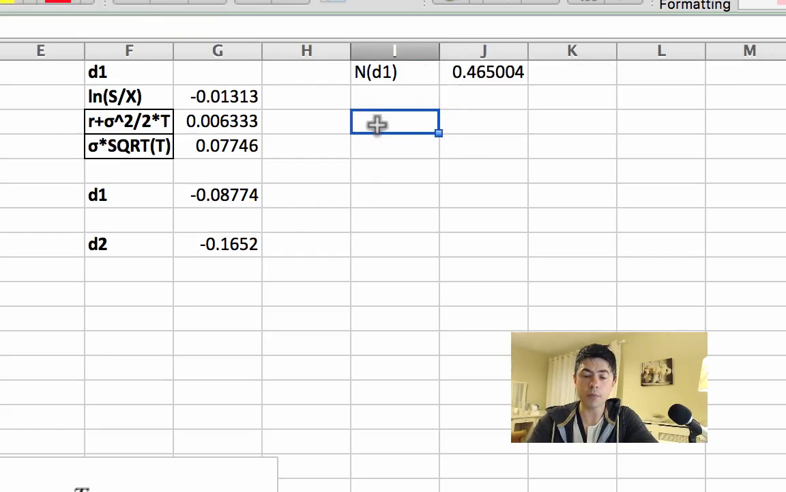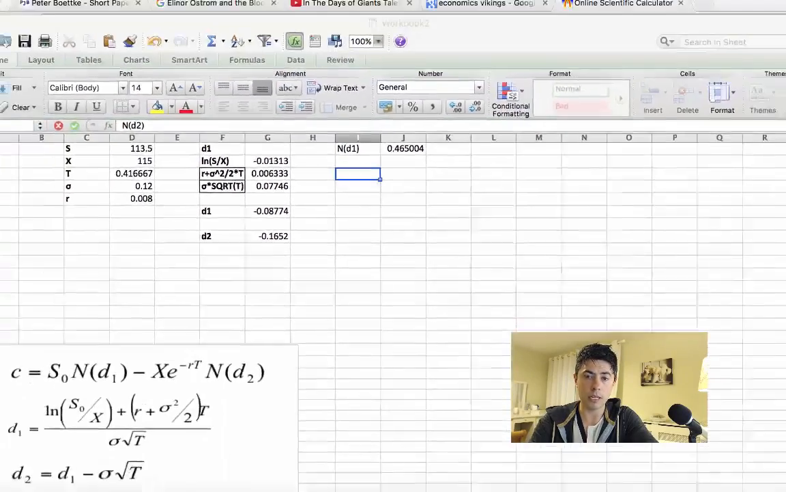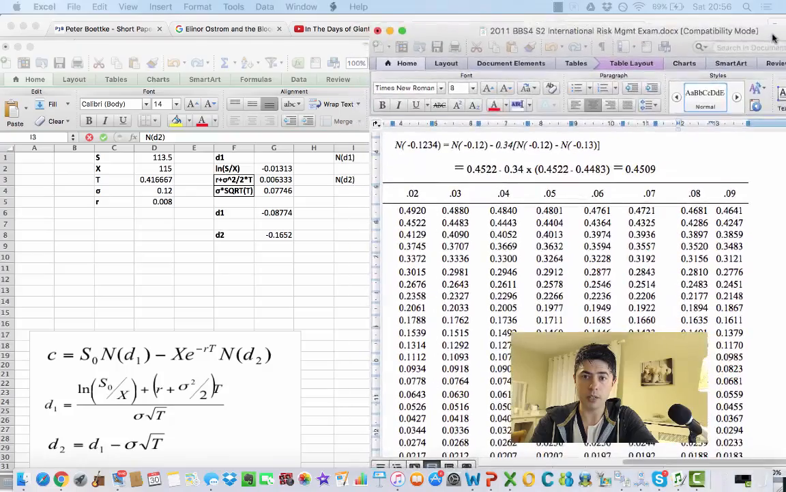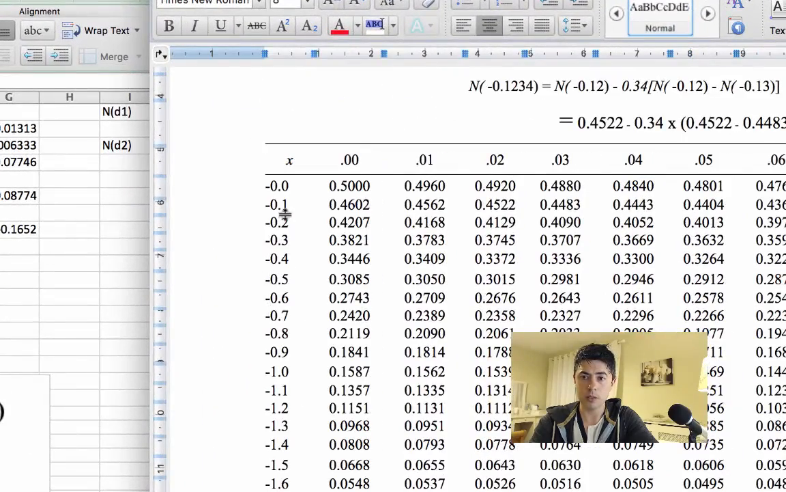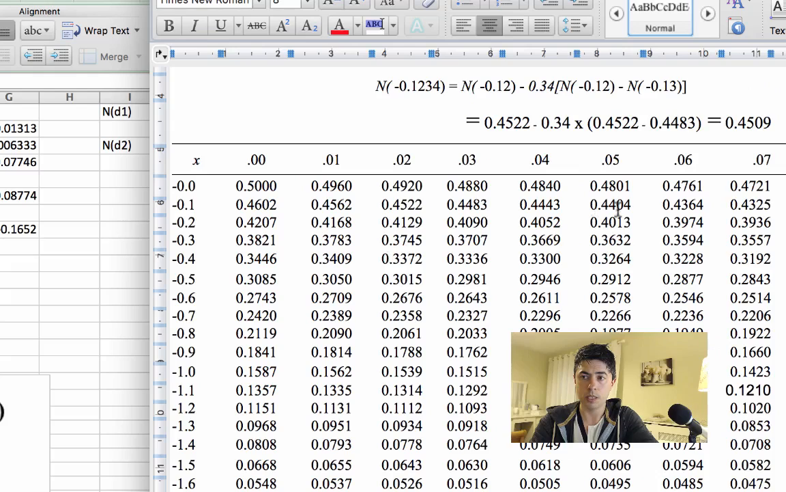We're going to do the very same for ND2. What we had found for ND2 was minus 0.1652. So I'll get the tables again to see what we actually need here. Again, just the two decimal places, so we're going to look for minus 0.16. There's minus 0.1 and a 6. So this is the value we're going to use. Because there's more than two decimal places, we're going to use the 0.52, which is almost halfway between the 0.16 and the 0.17.